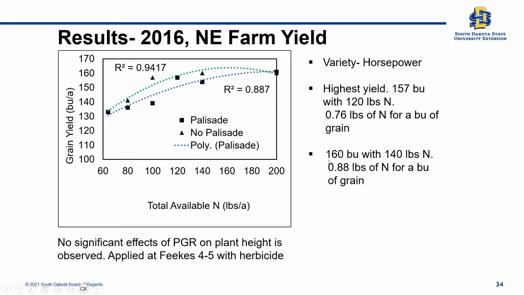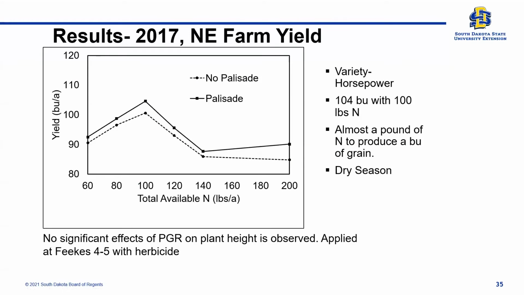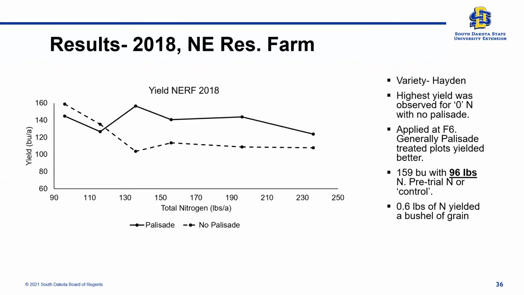And there's no effect of plant growth regulator on plant height. We applied the PGR at an early stage, tank mixed with Bronate, really early in mid-May at Feekes 4 to 5 growth stage. In the same location, different year, yield was a little lower overall because of the growing conditions. But again, we didn't see any effects of PGR on plant height or lodging. And we applied at an early stage. So we changed our plan a little.